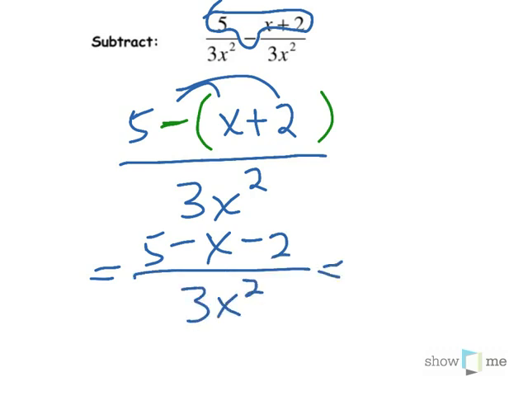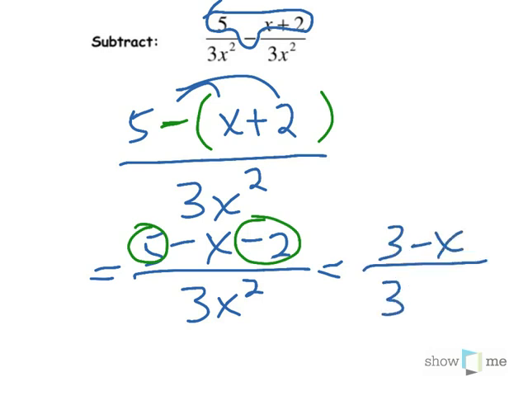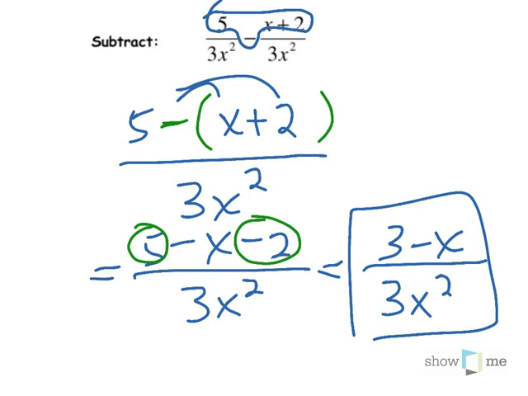Let's go ahead and combine the like terms. We can combine the 5 with the negative 2. That comes out to be 3 minus x all over 3x squared. And remember from the last section that 3 and x are not factors of each other. They are subtracted from one another, so nothing here can cancel out. That is my final answer.